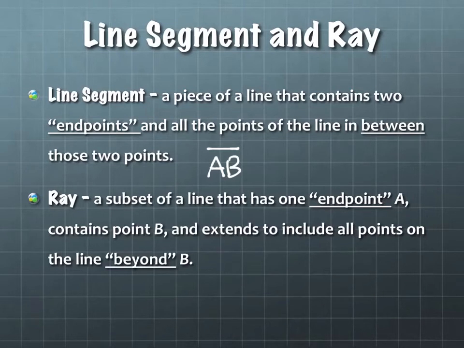We also have an item that sometimes is called a half line. It depends on the resources that you use, but it's more commonly called a ray. It's a subset of a line that has one end point, but then it extends in only one direction forever. So if it's beyond B, the way that this is described, then you see that same line segment on top of AB, but you see an arrow drawn showing that it has an end point at A, but it continues on past B.